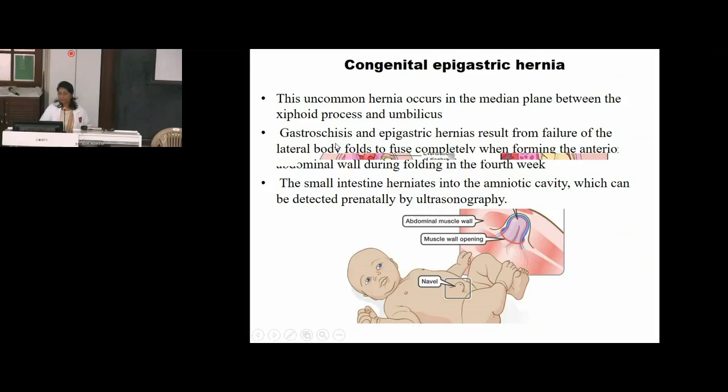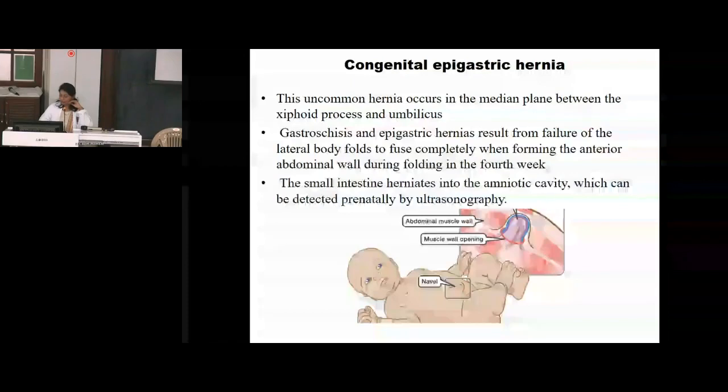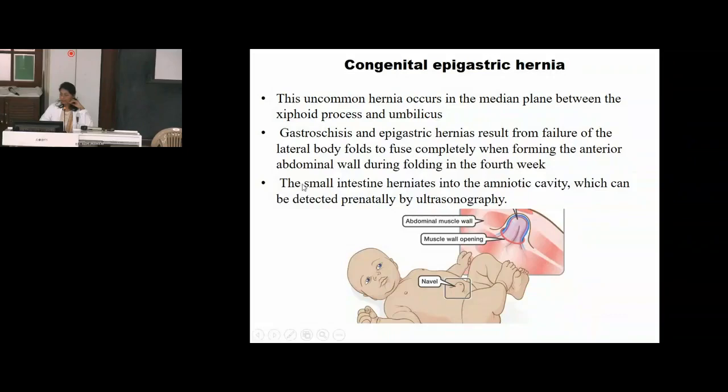It is also named gastroschisis or epigastric hernia, which results from failure to fuse the anterior abdominal wall. After the lateral folds form and fuse anteriorly, they are not properly fused. That's why the hernia occurs here, and something is protruding from the abdominal cavity. What is herniating most of the time? Small intestine. That may be detected earlier by ultrasonography.